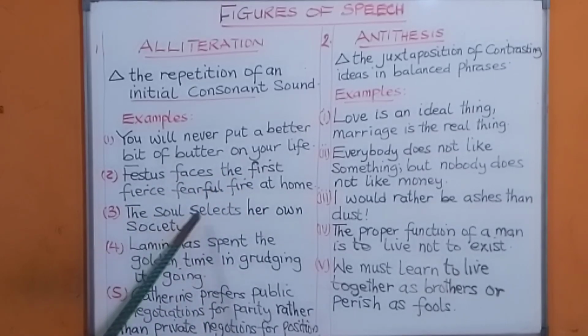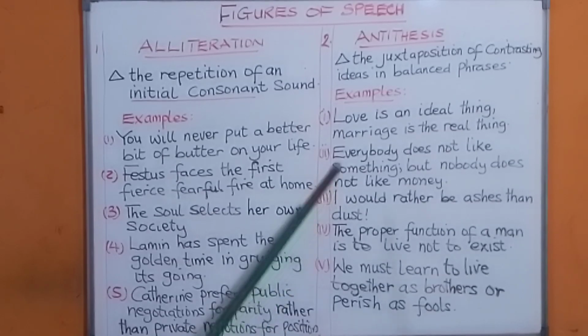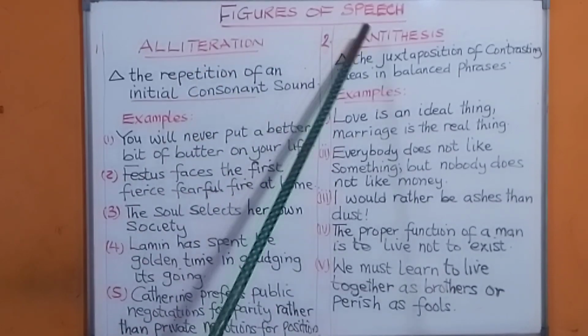Number 3, the soul selects her own society. Number 4, Lamin has spent the golden time in grudging his going. Number 5, Catherine prefers public negotiation for parity rather than private negotiation for position. P, P, P repeated. That is alliteration.